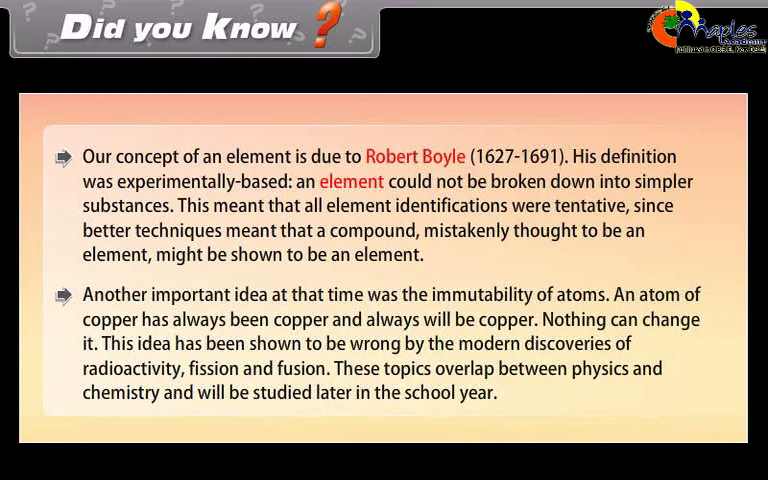Another important idea at that time was the immutability of atoms. An atom of copper has always been copper and always will be copper. Nothing can change that. This idea has been shown to be wrong by the modern discoveries of radioactivity, fission and fusion. These topics overlap between physics and chemistry and will be studied later in the school year.